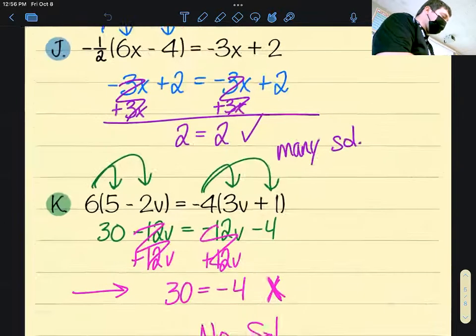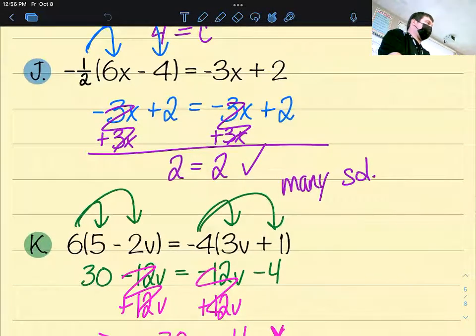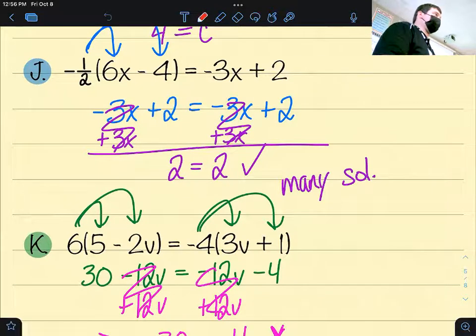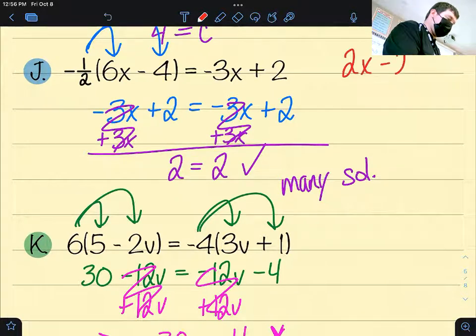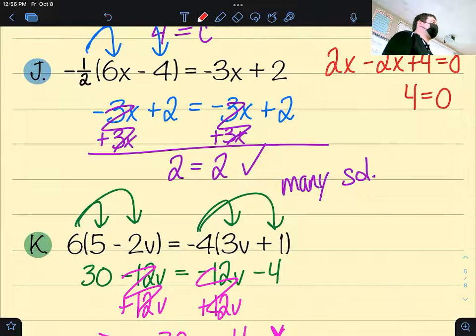We said that anytime you have more than one variable term, there's a chance that the variable terms could cancel out. I don't think I mentioned this yesterday, but it's not just because they're on different sides. You could have two variable terms on the same side that cancel out. In this case, you would have 4 equals 0. Would you write infinitely many solutions or no solution for this one? No solution? That's right. So it's not just because they're on opposite sides. They could cancel even if they're on the same side.